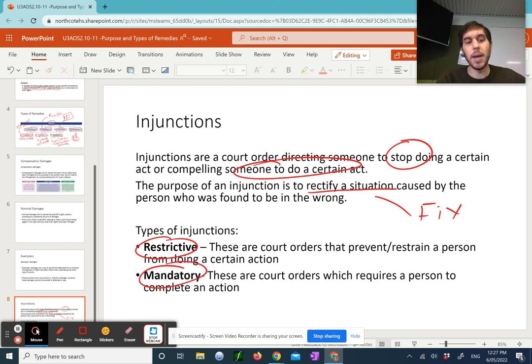Some examples of these might be a restrictive injunction might be the court might say, no, you need to stop. You cannot demolish that building. All right, stop doing that. Or, on the other hand, a mandatory injunction might be you need to go and complete building that building. You said you'd build it, you stopped, now you need to go and finish it. And for the most part, we're looking at trying to solve a particular problem or fix a situation that is broken down. And that's the main purpose here of injunctions.